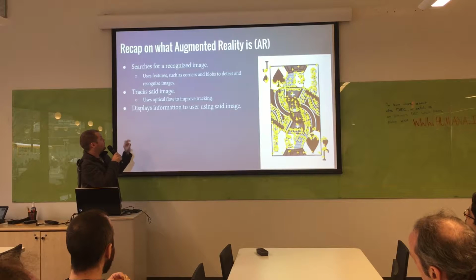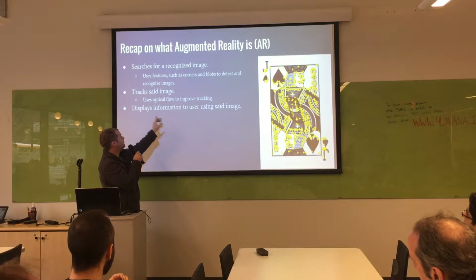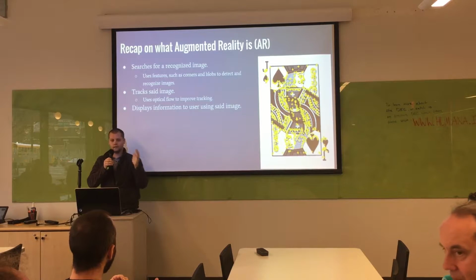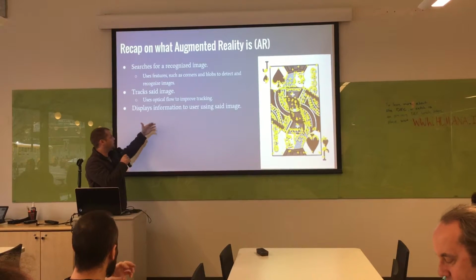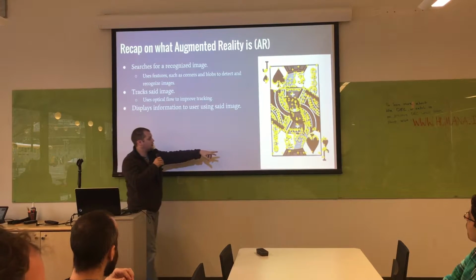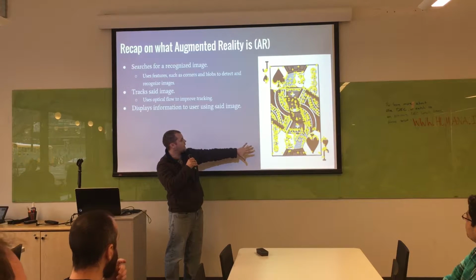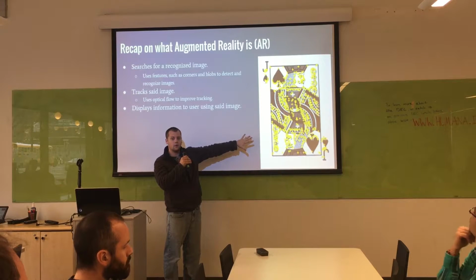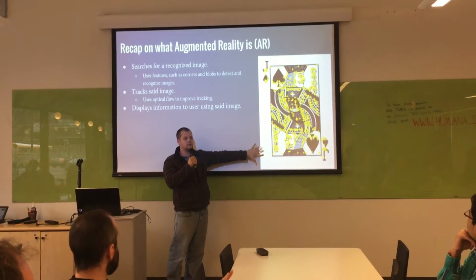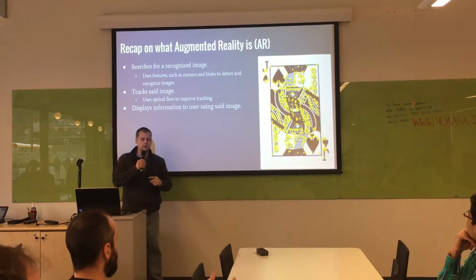reality is. The first part is that augmented reality tries to recognize images based on features such as corners and blobs, to recognize this image and at some point display user information. Maybe it's a 3D model, maybe it's just an overlay. And right here, you're going to see this image, this jack of spades, has a lot of yellow crosses on it. This is what I'm talking about when I say features, corners. This is how the computer visually sees and recognizes these images.